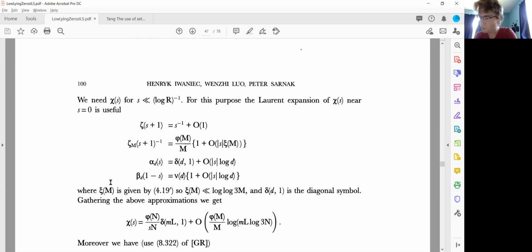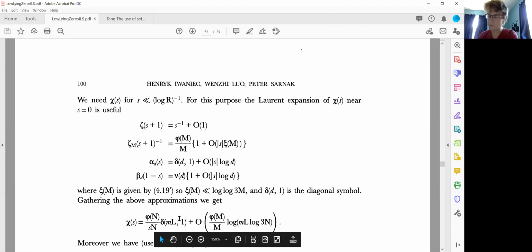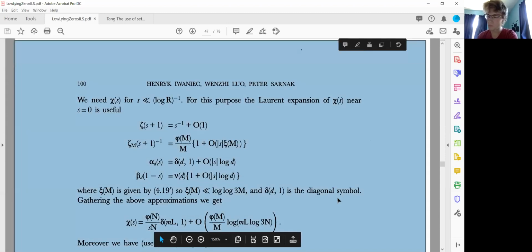And so they want some growth rate on chi of s for convergence. And so what they do is they look at the series expansions of these quantities, and they only keep track of the main term and the first lower order term. There's a small chance that one of these was slightly wrong, but not wrong enough in a way that really mattered to us. I will have to double check my notes on this. And so we now get this formula for chi of s, where you have a nice main term, smaller.